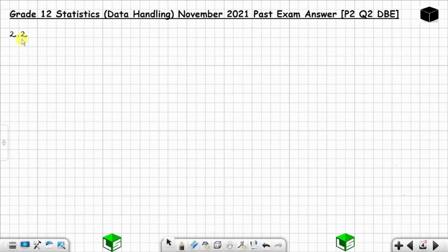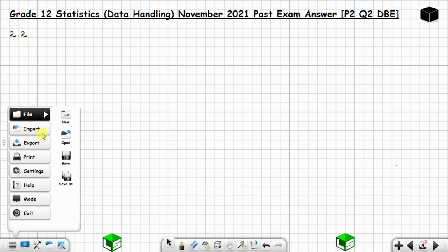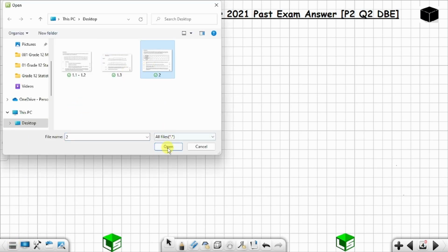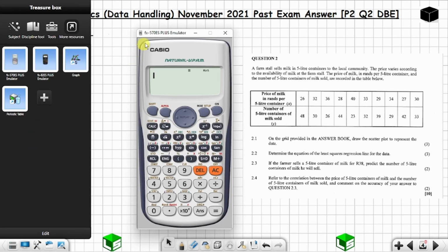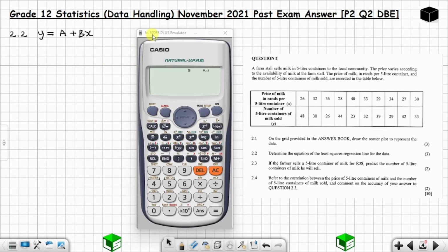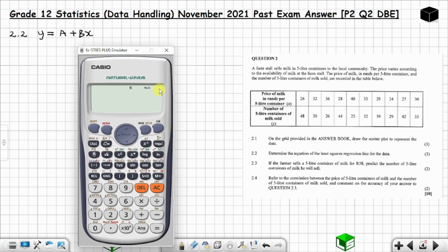2.2. Let's get the question again. This is the question. 2.2. Determine the equation of the least squares regression line for the data. So you are going to need your calculator. The equation is this one in standard form: Y is equal to A plus BX. Let's do it. This is the calculator you need. You need a scientific calculator.